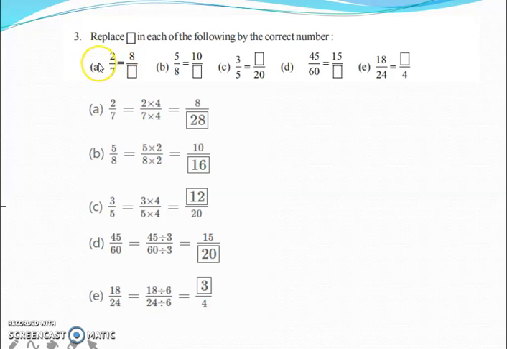Okay, so the first question, first one A, 2 upon 7 is equal to 8 upon box, it is given. So what you have to do is find what will be coming in this box. Look here, 2 upon 7. By which number should we multiply this 2 to get 8? Here they gave the numerator 8, so 2 fours are 8.